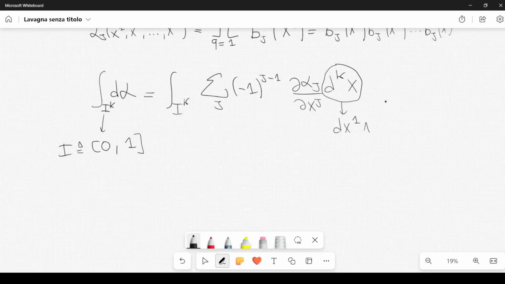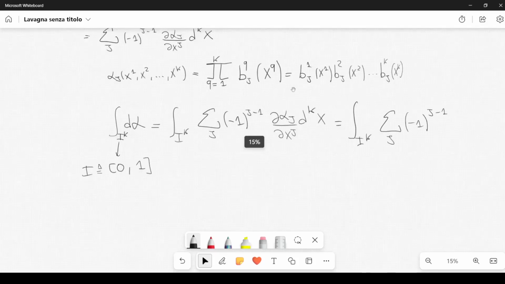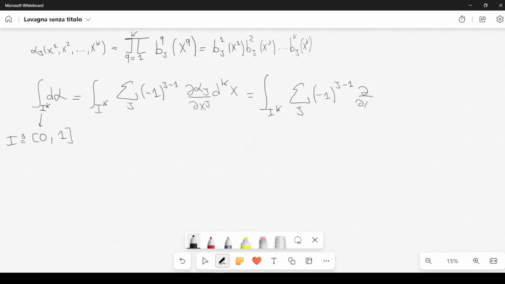Now, at this point, I can also use a theorem that we used in the previous lecture. In particular, we want to use this formula, basically. So we can approximate such a function with a product of functions of only one variable. And basically, this is an integral, i to the power k, summation over j, minus 1 to the power j minus 1. Then we have this derivative with respect to xj, and then I have a product over q from 1 to k, b_qj(x_q) d^k x. I have simply replaced this expression here.